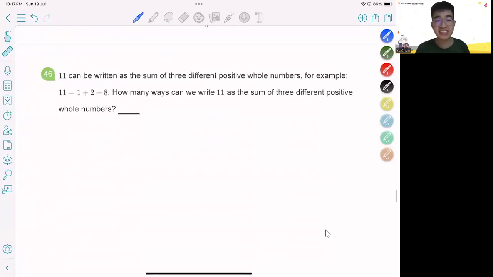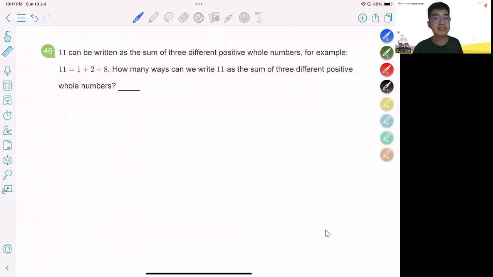Now let's take a look at question 46. Yet another listing question. I noticed that a lot of you might still need some guidance when it comes to listing in order, so I'll prepare more practices on that. Now let's look at this question.